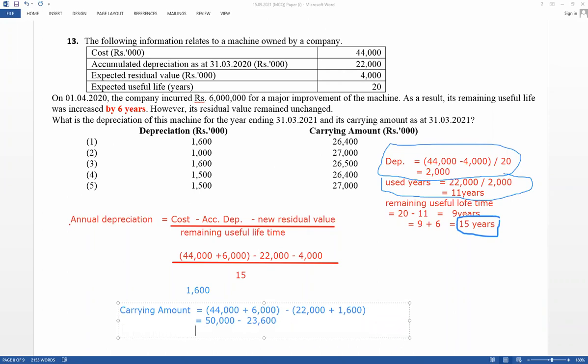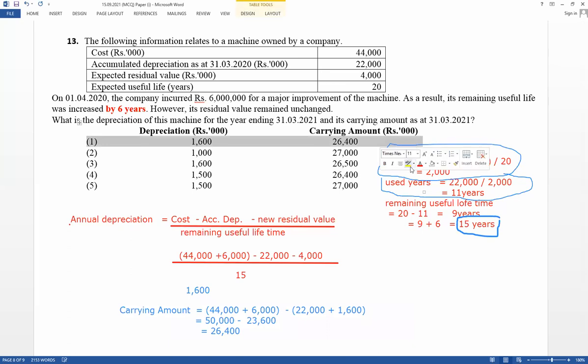Therefore, take the carrying amount: 50,000 minus 23,600, which equals 26,400. Very important thing is how to calculate annual depreciation as well as carrying amounts. Carrying amount equals 26,400. Therefore, the answer is the first one. Question number 13, answer first one.